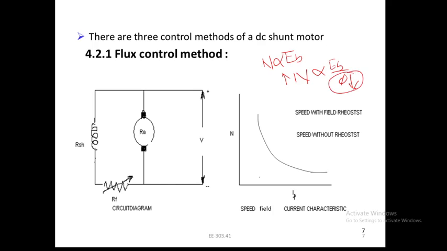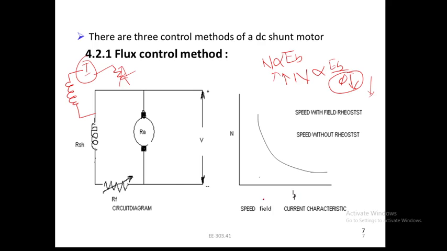For controlling the flux, the flux is produced in the field winding, right? The field winding induces the magnetic field. So we control the magnetic field in terms of the current, and that current is controlled by using a variable rheostat. Whenever we adjust the variable rheostat, the magnitude of the current decreases, so the flux decreases, and the speed will increase.